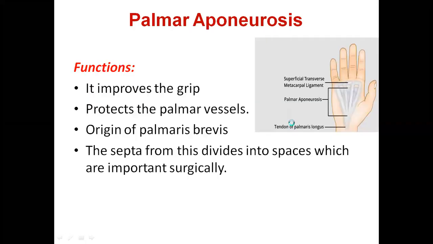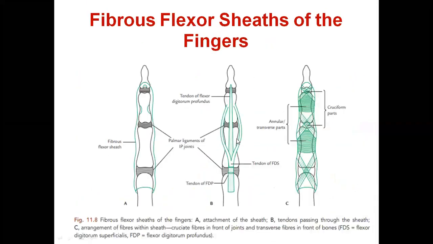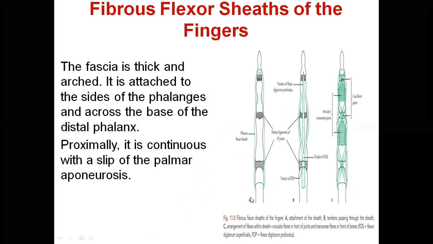So that's what is palmar aponeurosis. Once you are done with palmar aponeurosis, I told you that the distal 4 slips of palmar aponeurosis are in continuation with the fibrous flexor sheaths of fingers, which are, again, a deep fascial thickening. You can see this is the proximal end of the fibrous flexor sheath and this is the distal end. It is attached to the sides of the phalanges.